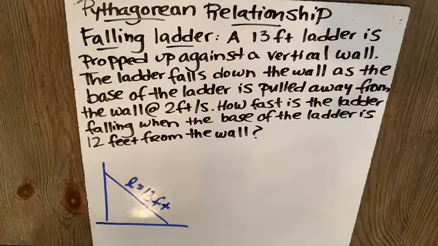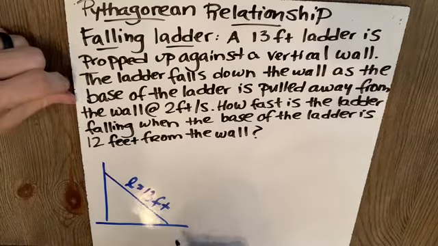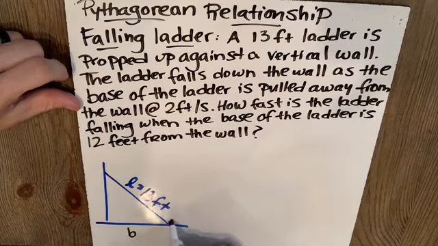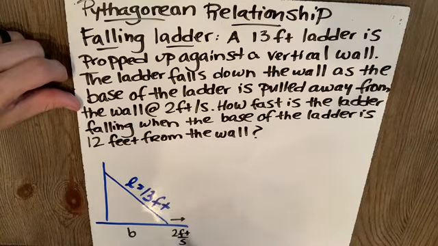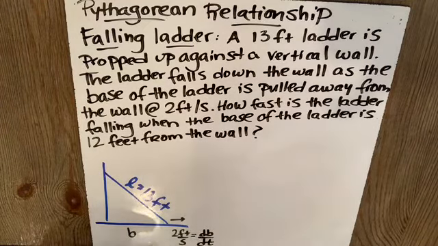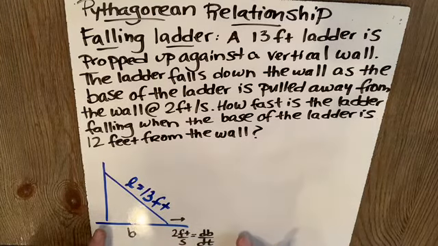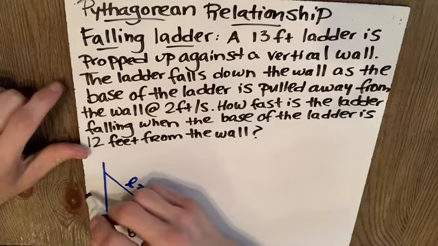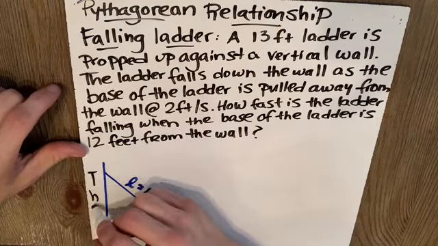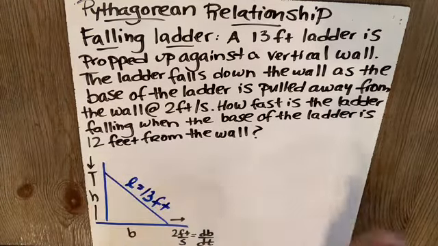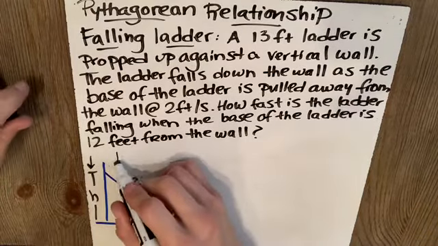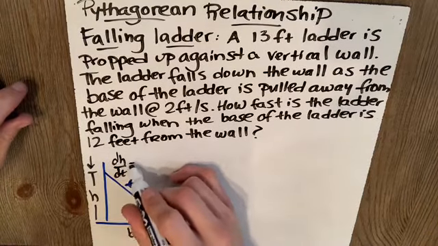It's falling down the wall because the base of the ladder, we'll call this the base here, is being pushed away or pulled away at 2 feet per second. So they've given us that this is dB/dt. Notice, because the base is increasing, dB/dt is positive because this base is getting bigger as the ladder falls. If this is the height to this point here, notice as time goes on, the height is decreasing. So dH/dt should be negative.